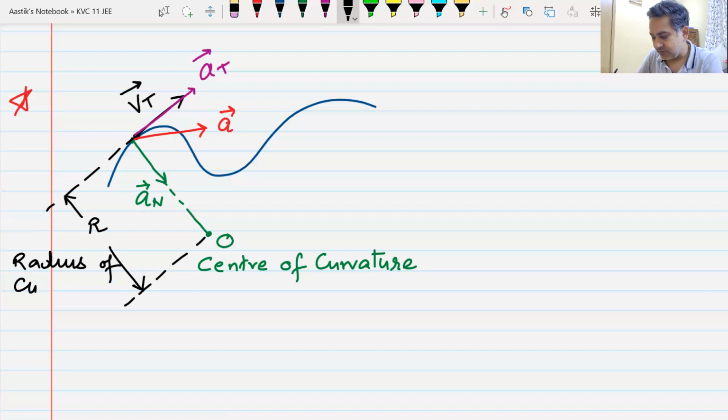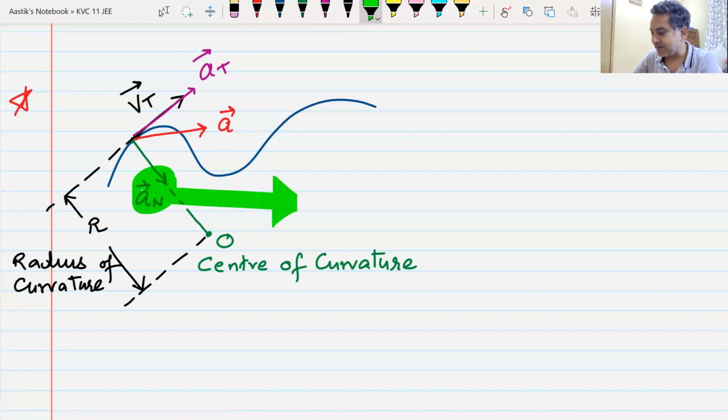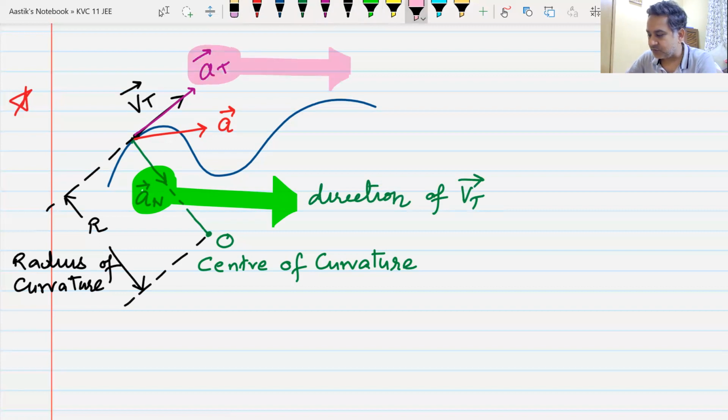So for any general motion, we can write it like this. Center of curvature and radius of curvature. For any general motion, you may have normal acceleration. This acceleration will change what? It will change the direction of velocity, Vt. It will have a tangential component. What will this do? It will change the magnitude of velocity.